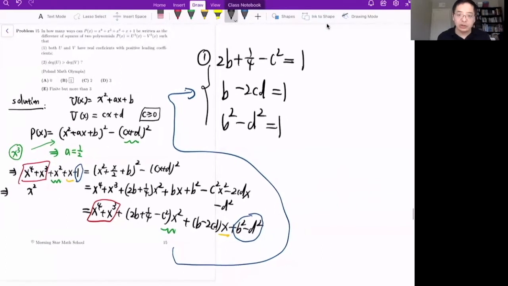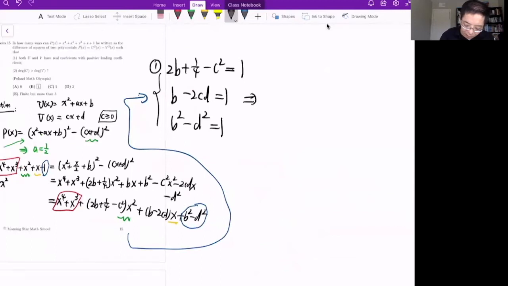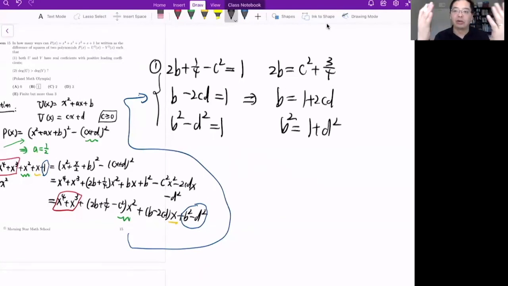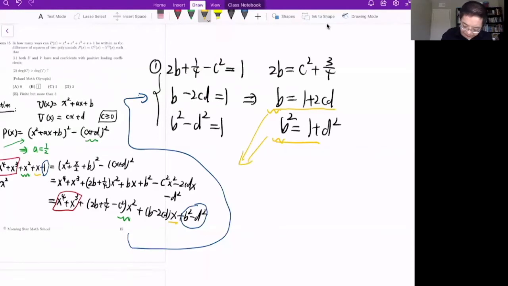Now how should we approach these equations? If I rewrite the whole thing, 2b is c squared plus 3/4, b equals 1 plus 2cd, and b squared equals 1 plus d squared. Usually, if you have two equations with two unknowns, or three with three, the common strategy is to get rid of variables by elimination. You can choose whatever works better for you. Here I will go with b, because in one equation I have b and in the other b squared. For these two I combine to get 1 plus d squared equals (1 plus 2cd) squared. Let me write this one out.